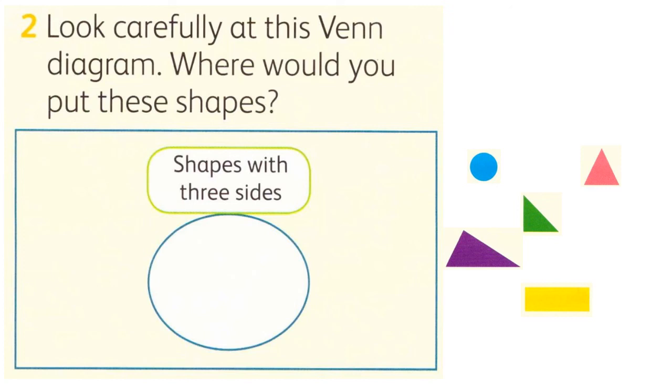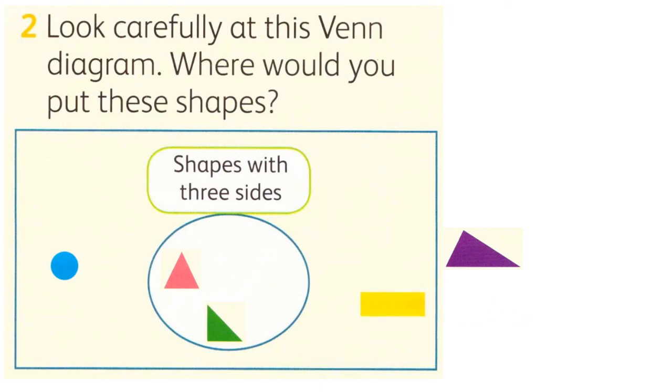Question number 2. Look carefully at this Venn diagram. Where would you put these shapes? Shapes with 3 sides is the rule. So, all the shapes with 3 sides go in the group, and the shapes that do not have 3 sides stay outside the group. I have the triangles inside, the rectangle and the circle outside.